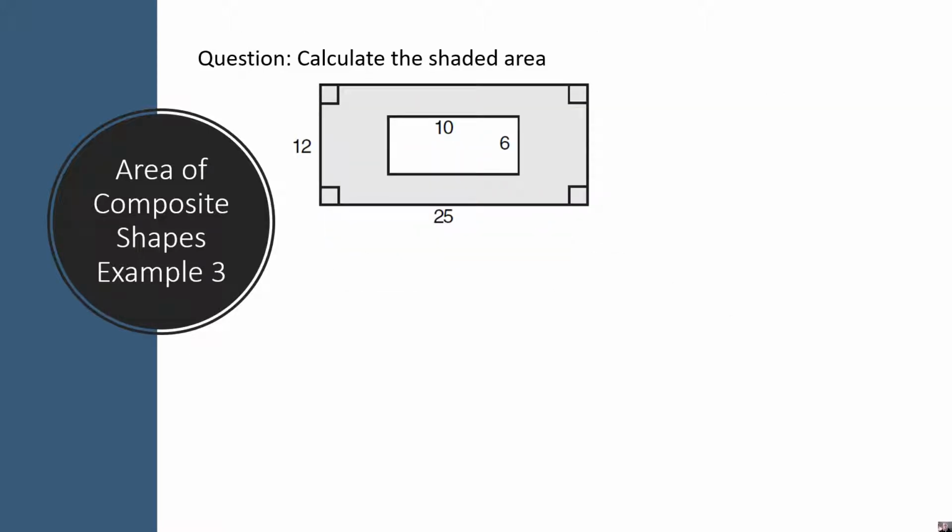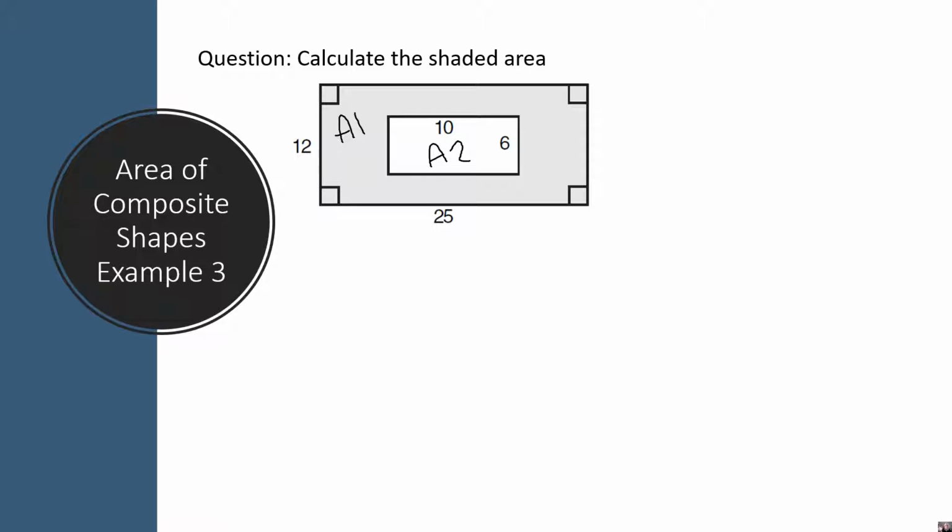All right, last example, and then you guys can go off and try some of these on your own. So this one's a tiny bit different. It's asking me to calculate the shaded area. So I've got a large rectangle on the outside, and then a smaller rectangle which has been kind of cut out of the big rectangle. So we'll call the big rectangle area 1, and we'll call the little rectangle area 2.